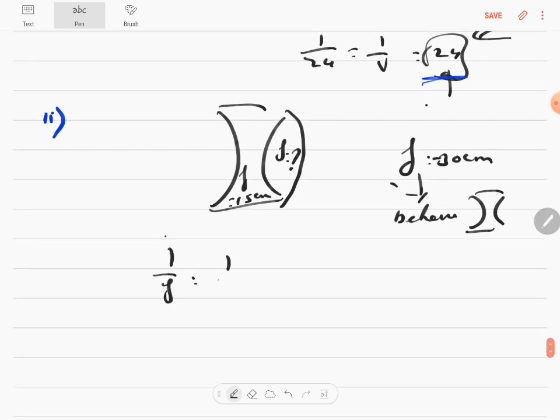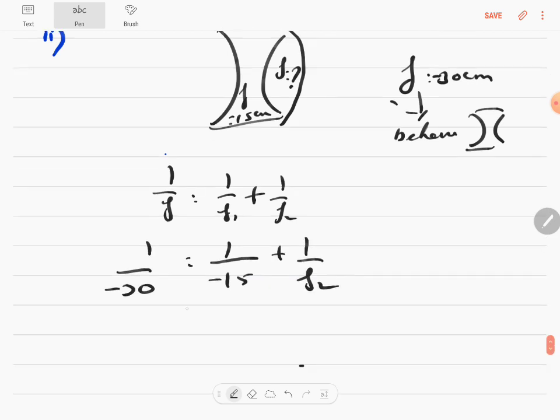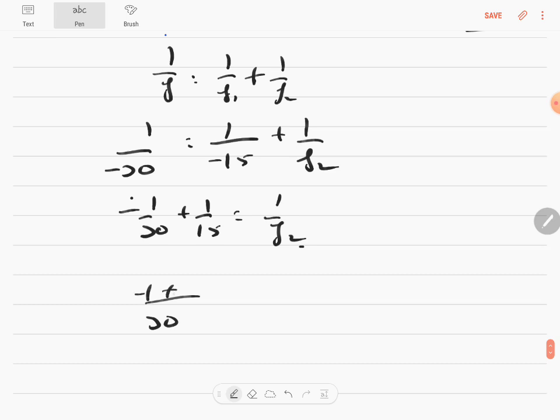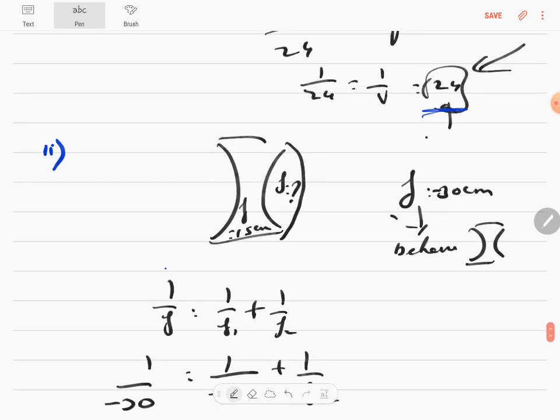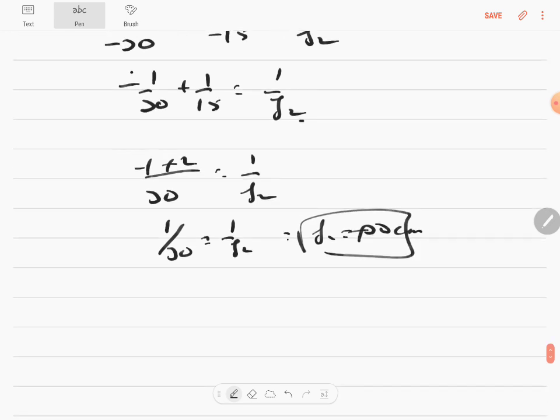1 by f is equal to 1 by f1 plus 1 by f2. So 1 by the concave lens is minus 15, plus 1 by f2 is the convex lens focal length. The combination is minus 1 by 30. So minus 1 by 30 plus 1 by 15 is equal to 1 by f2. 30 is the LCM: minus 1 plus 2 is 1 by f2. So 1 by 30 is equal to 1 by f2, so f2 is equal to 30. So the convex lens focal length is plus 30 centimeter. Okay, let's go to the next question.